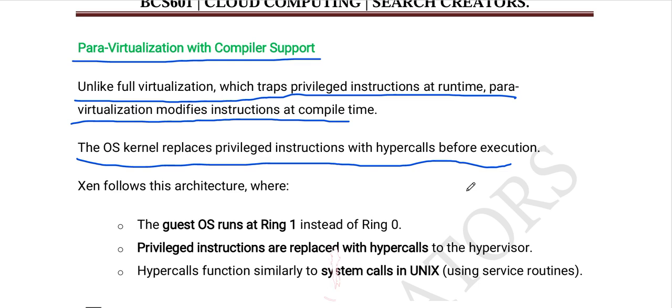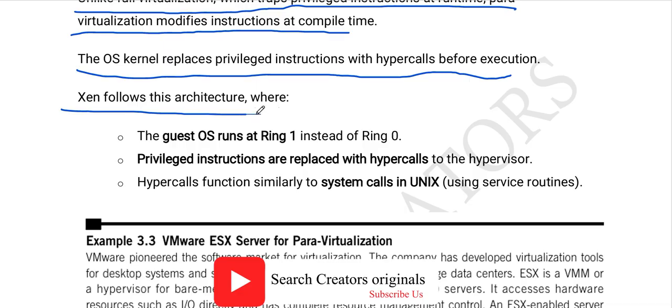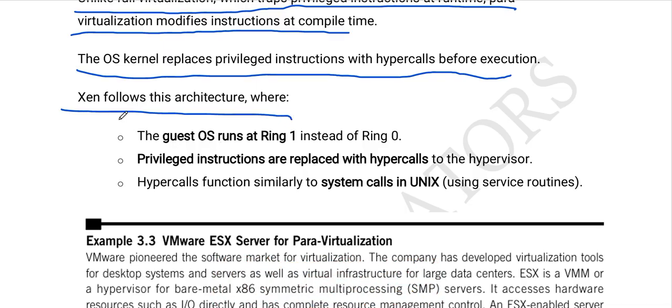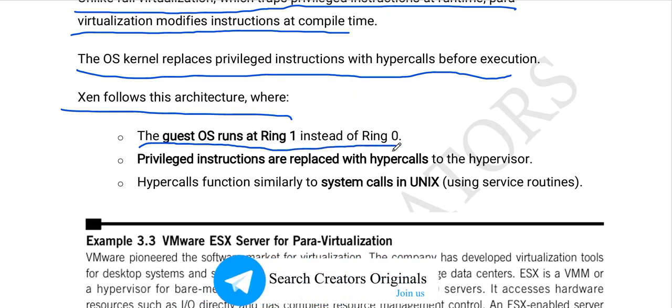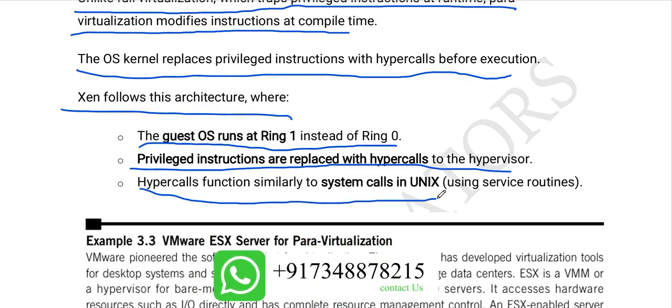Next, Xen follows this architecture, where the guest operating system runs at ring 1 instead of ring 0. Privileged instructions are replaced with hypercalls to the hypervisor. Hypercalls function similarly to system calls in Unix, using service routines.